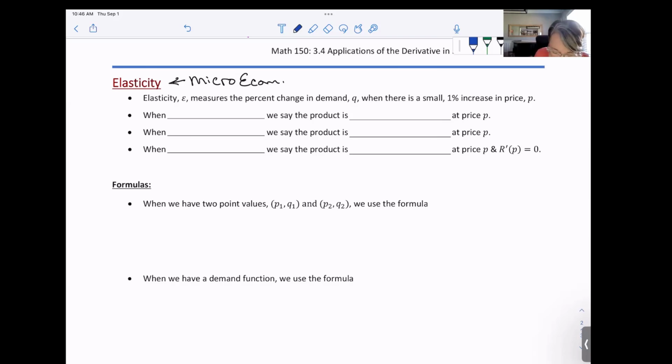Now, one of the things to remember is when price goes up, demand goes down. Okay? When the price goes up, the demand goes down. When the price goes down, generally the demand goes up. That's not talking about antiques or those rare items. This is just general products, okay? When the elasticity is greater than 1, then we say that the product is elastic at the price P.